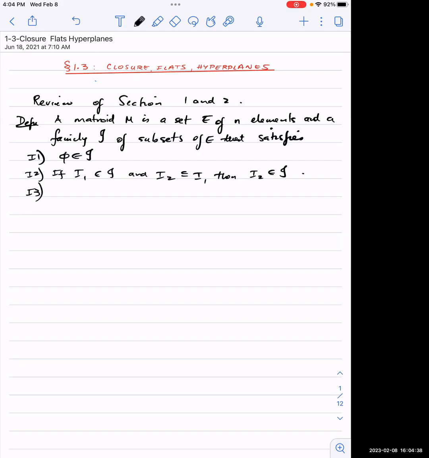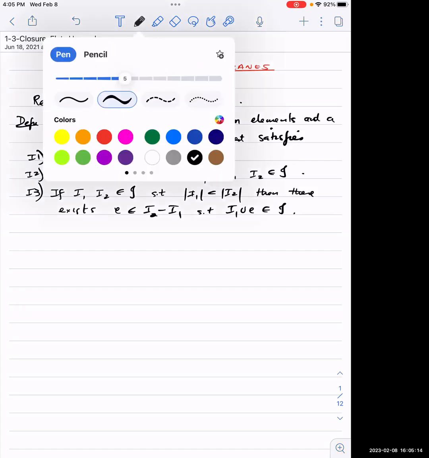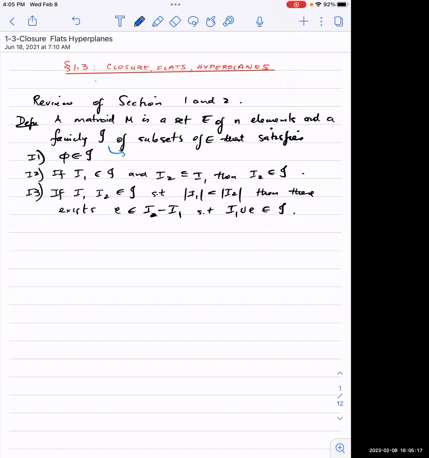And the third one, that's the really meaningful one, and the axiom that Whitney captured about matrices. If I1 and I2 are independent such that I1 is smaller in size than I2, then there exists e in I2 minus I1 such that I1 union e is in I. That is, you can grow an independent set. And of course, members of I are called independent sets, and these are the independence axioms.